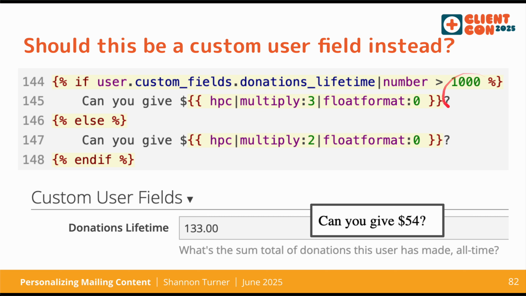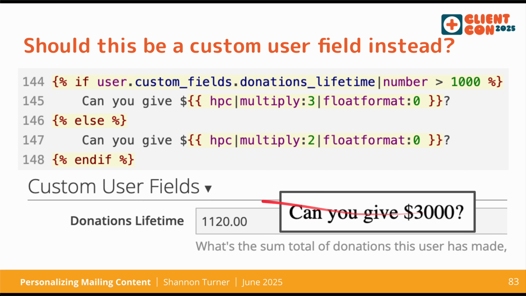So here we're asking if they've given a lot of money, we want to multiply the highest previous contribution ask by 3. Otherwise, we'll give the highest previous contribution multiplied by 2. For this user who has not given more than 1,000, we are going to ask for 54. We know that this user, their maximum that they had given previously was 27, so this is the right number. This user, on the other hand, they gave $1,000 at once, and their donations lifetime, their max is 1,100, so we are going to show the multiple of 3 here.